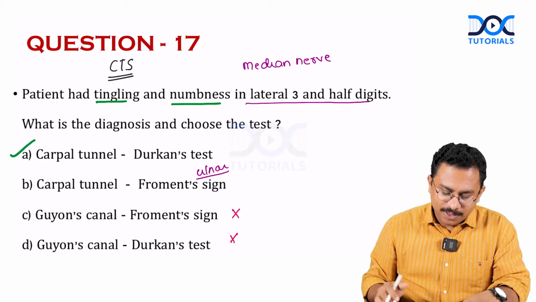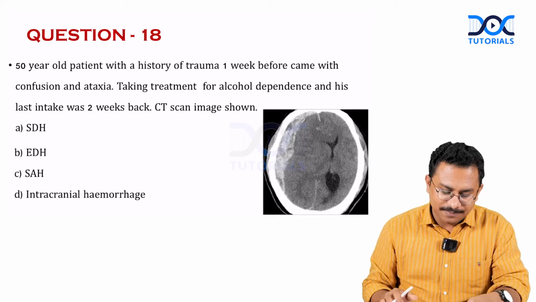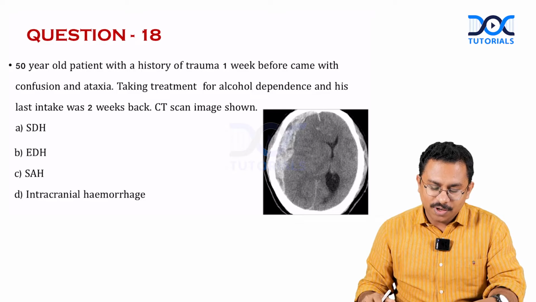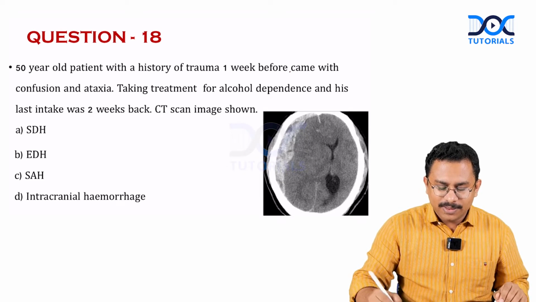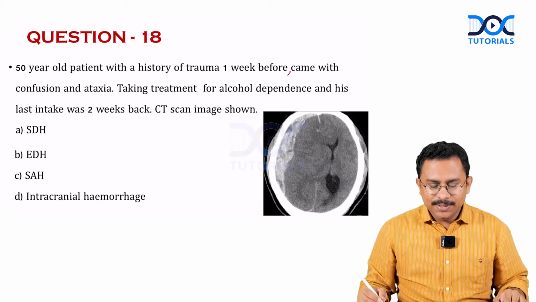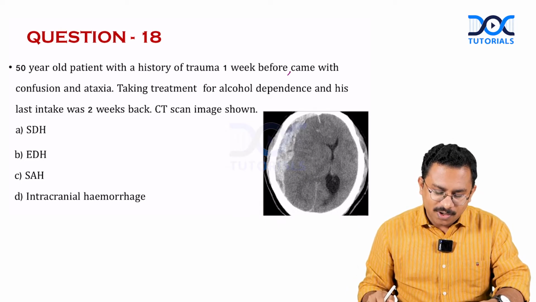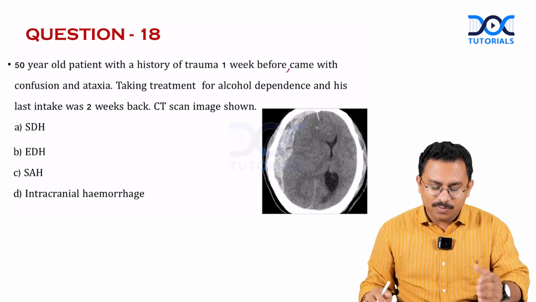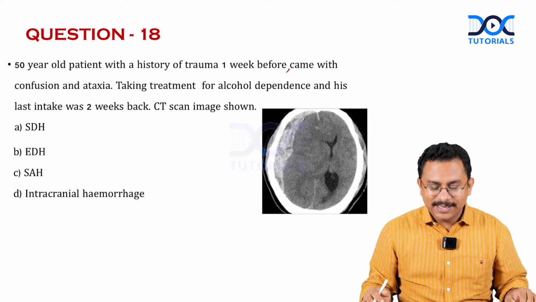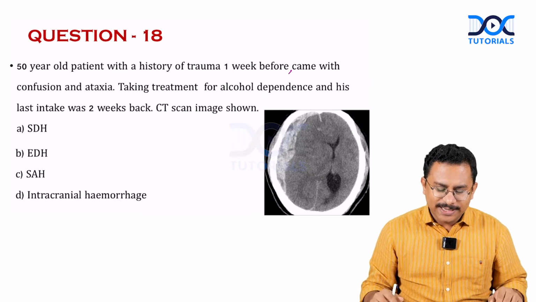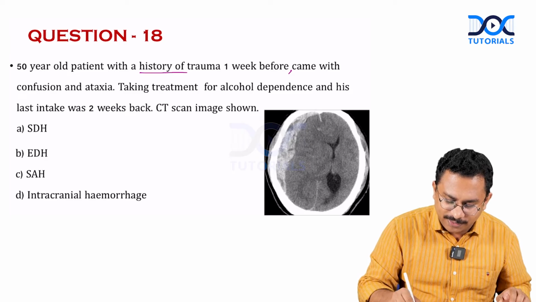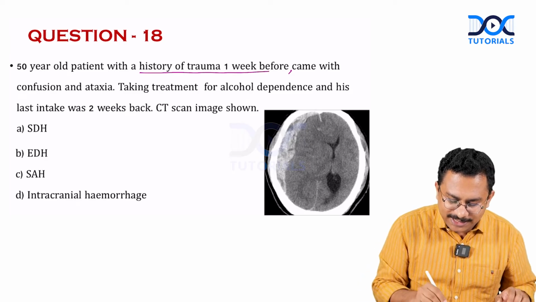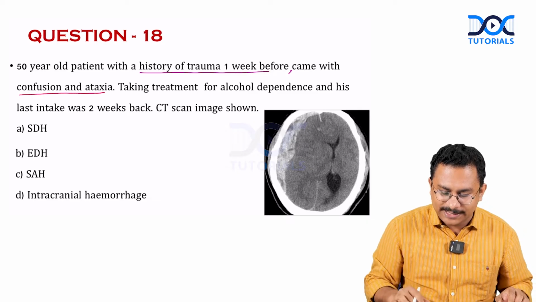Okay, right. Moving on to question number 18. A 50-year-old patient with a history of trauma 1 week back came with confusion and ataxia. He is taking treatment for alcohol dependence, and his last intake was 2 weeks back. A CT scan image is shown. So he is an alcoholic with a history of trauma 1 week back, and he's having neurological symptoms in the form of confusion and ataxia.